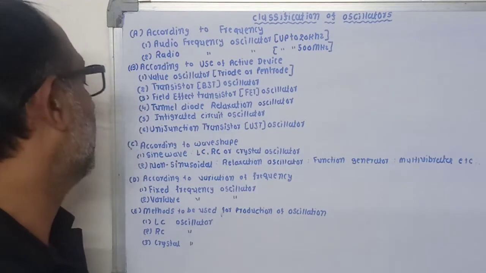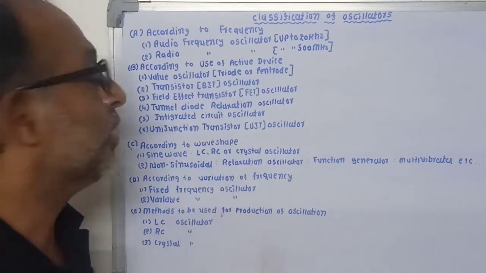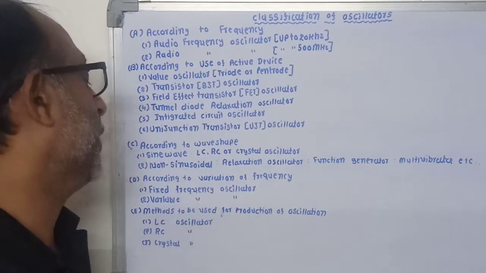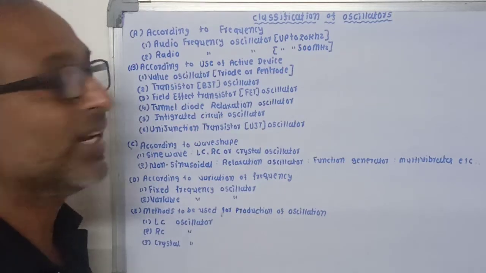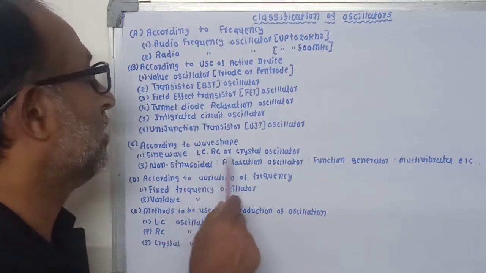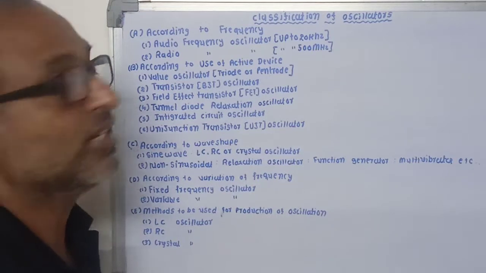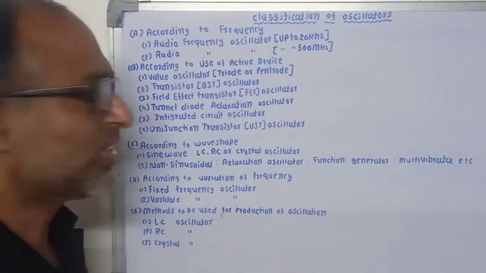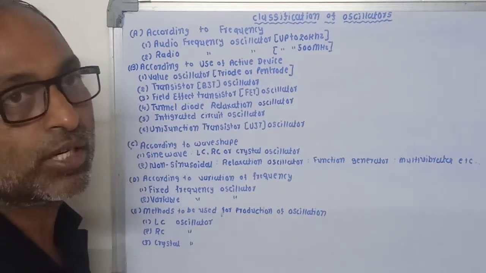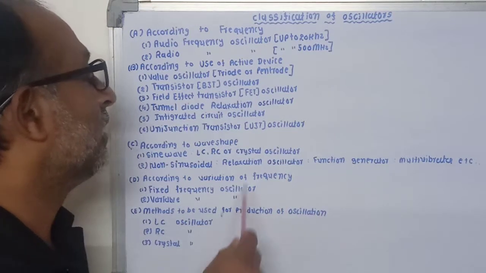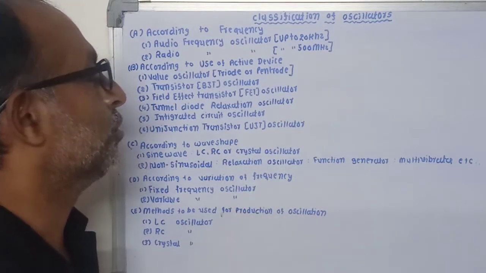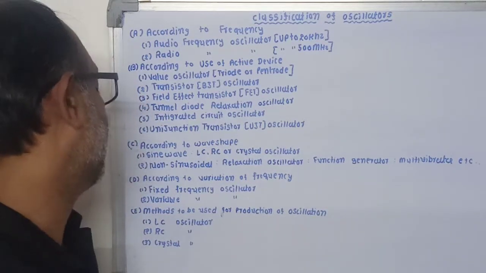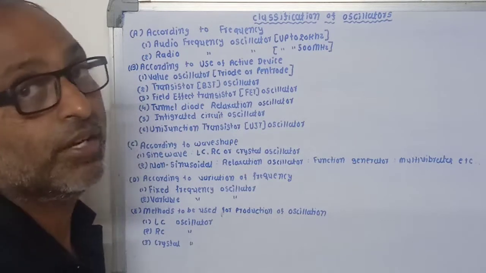C, according to the wave shape of the oscillator. First, sine wave. To get a sine wave, an LC or RC or crystal oscillator is connected. Second, non-sinusoidal, that means it contains a triangular wave shape, sawtooth wave shape. For that, a relaxation oscillator is used, function generator as well as multivibrator, etc.